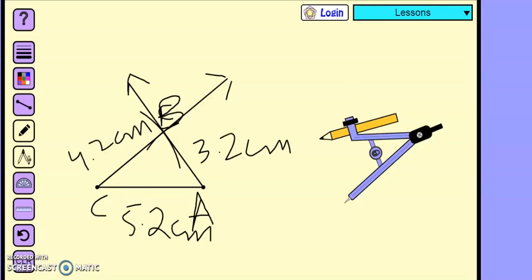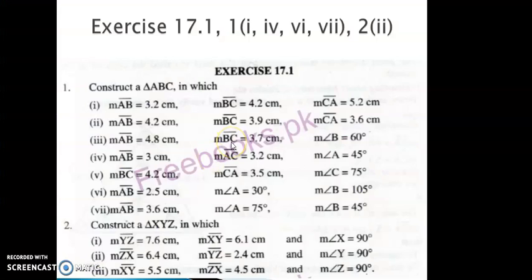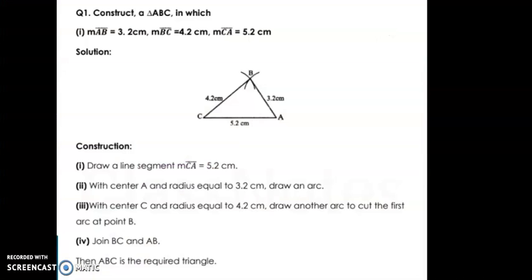This is how you will construct your triangle. Okay, so I have also mentioned the steps of construction in your video lesson. You can watch the video lesson properly and you can read all the steps given in your lesson. Okay. So coming on to the next part, number 4 of question number 1.